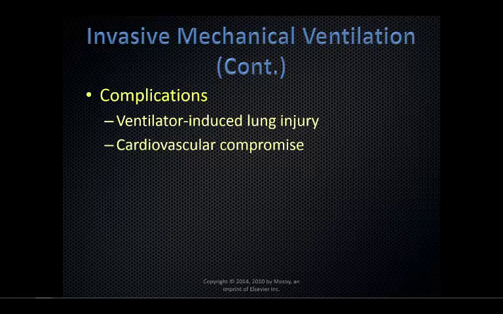One is air leaks and biotrauma. Air leaks are the result of excessive pressure in the alveoli, sometimes referred to as barotrauma. Excessive volume in the alveoli is called volutrauma, or shearing due to repeated opening and closing of the alveoli. This is actually called atelectrauma, and that's because of the shearing forces of positive pressure ventilation.